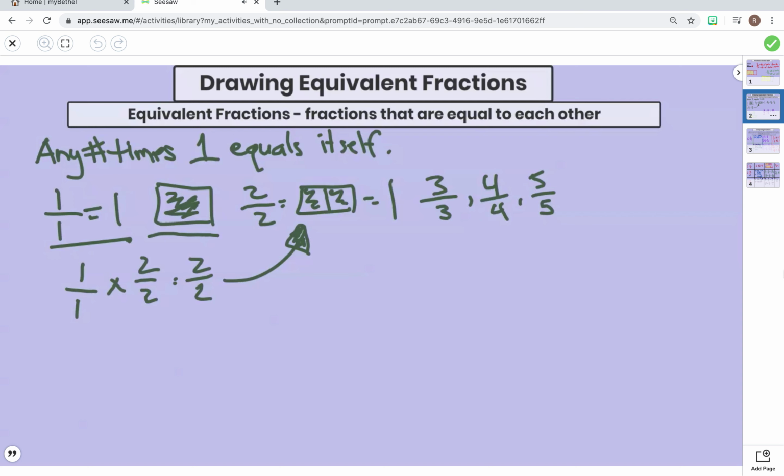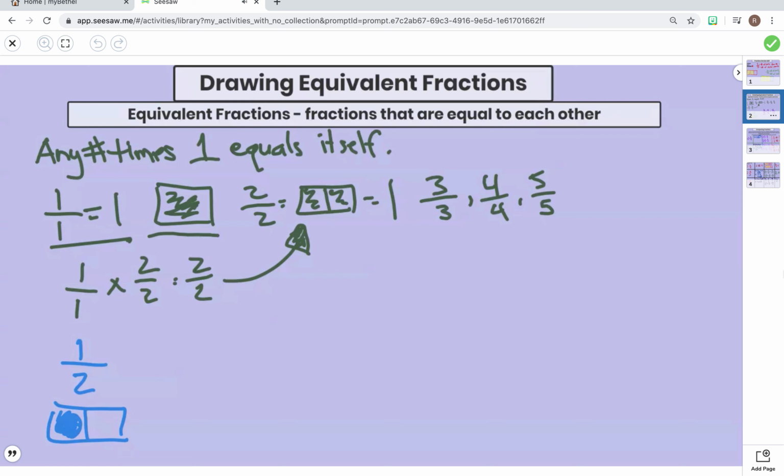Now let's think about it. Would it be the same if I'm not working with a whole number or 1 whole part? So let's give it a shot. So I'm going to use the fraction 1/2. Okay? 1/2, that means 1 part is shaded while another part is not. So 1 out of 2 parts.